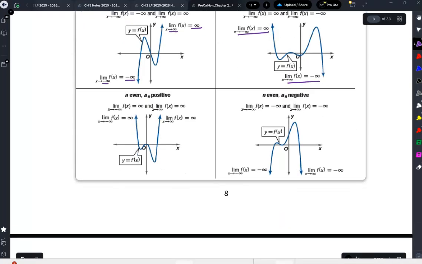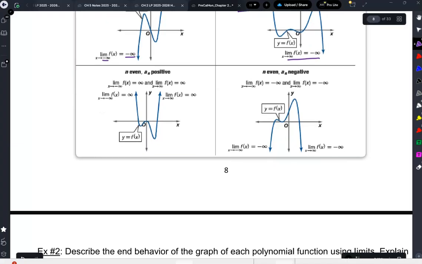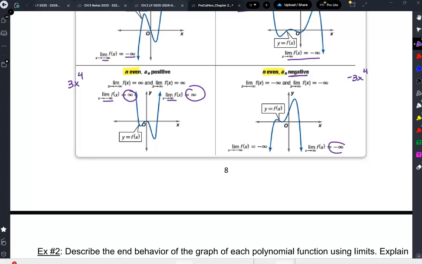However, suppose the leading term has an even exponent, right? So suppose the leading term is 3x to the 4. Then we're not concerned with what happens in the middle. We're looking at the end behavior. At both positive infinity and negative infinity, this would go up to positive infinity. And suppose a was negative, so like negative 3x to the 4. At both ends, it'll go to negative infinity.